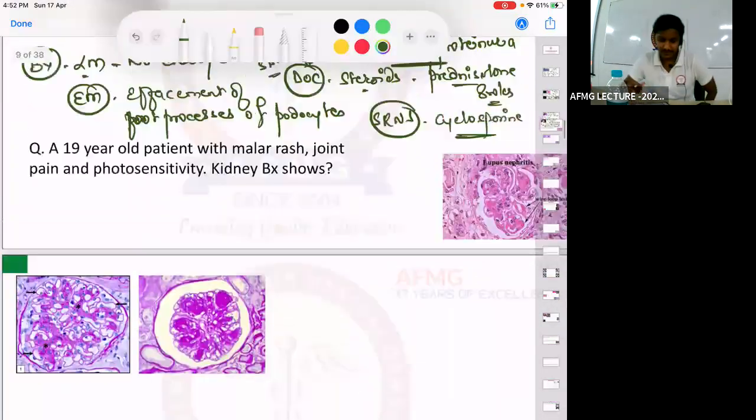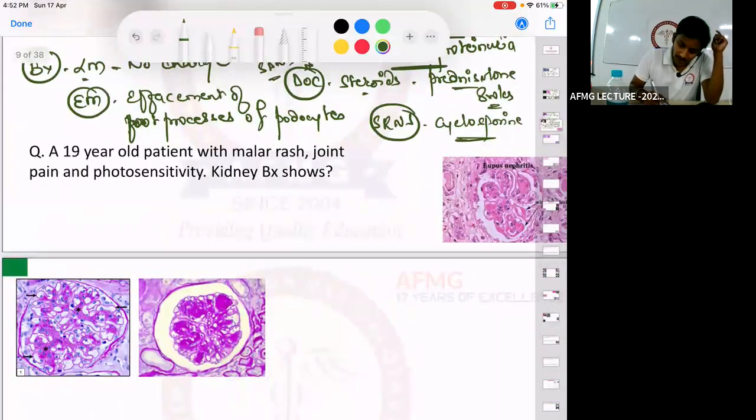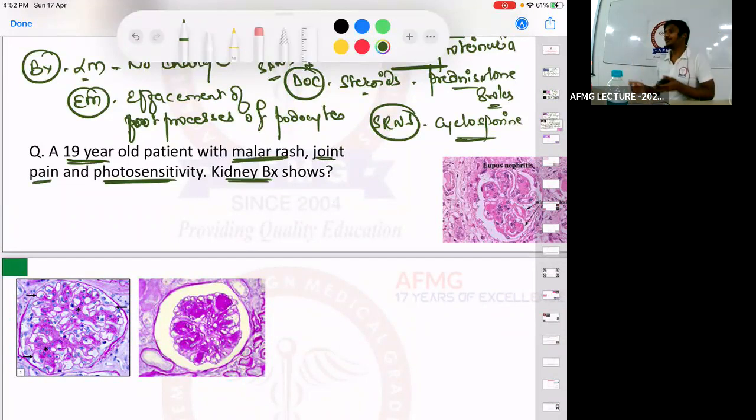Moving further, easy. Question number 19 says, a 19-year-old patient with malar rash, joint pain, and photosensitivity. Kidney biopsy shows. So, a young adolescent female presenting to you with erythematous rash on the cheek, that is called a malar or a butterfly rash. Diagnosis of systemic lupus erythematosus or SLE.